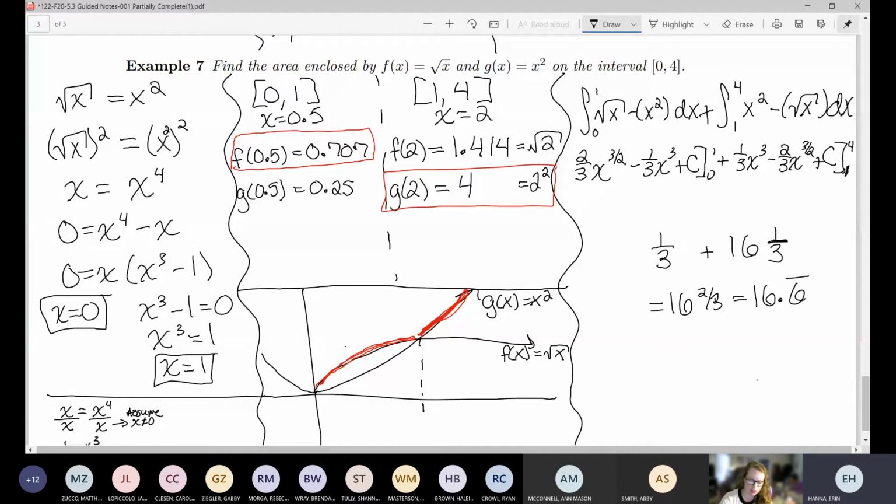Any questions about that one, or about this process in general? Because this is the last one from 5.3. If there are no questions, then we're going to jump over to 5.4.